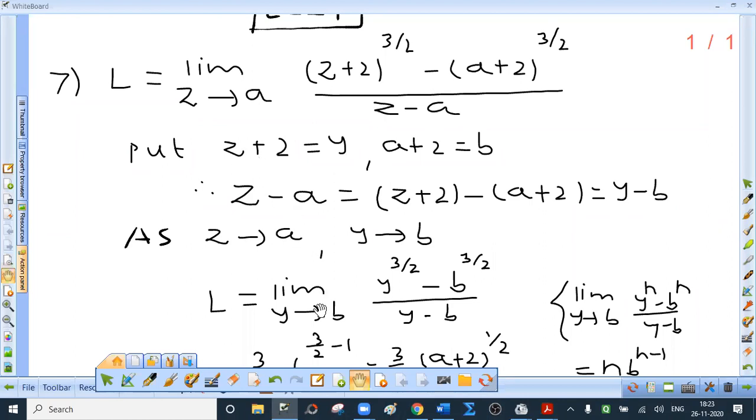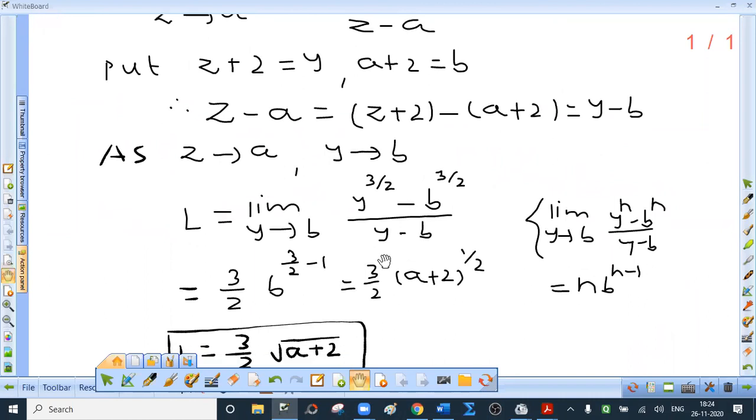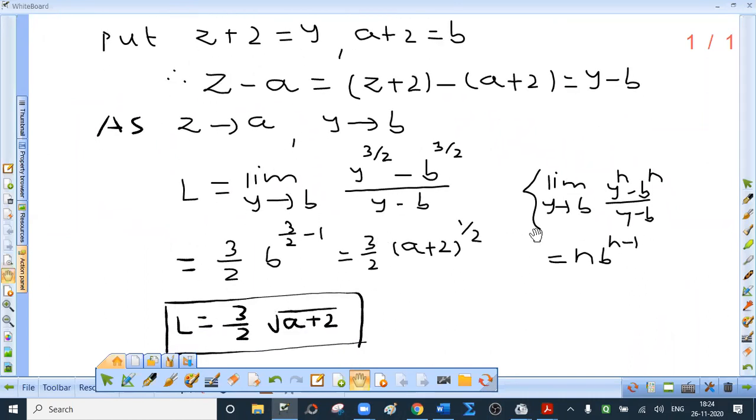So L equals limit y tends to b of y^(3/2) minus b^(3/2) upon y minus b. Now this is standard limit, standard form rather. Y^n minus b^n upon y minus b. So as limit of y tends to b of this function, we get n into b^(n-1). So 3 by 2 into b^(3/2 - 1), that is half. But what is b? B is nothing but a plus 2. So final answer is L equal to 3 upon 2, raised to half means square root. So 3 upon 2 root a plus 2.